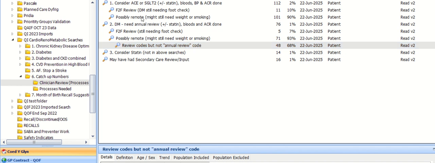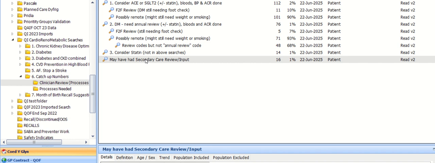And then we have a subset of patients with either CKD or diabetes or hypertension where they're not in any of these searches, but we should be considering a statin for them. So they've had their blood test, they'll have had their lipids done, they are eligible for a statin, and that needs a review or considering for them.